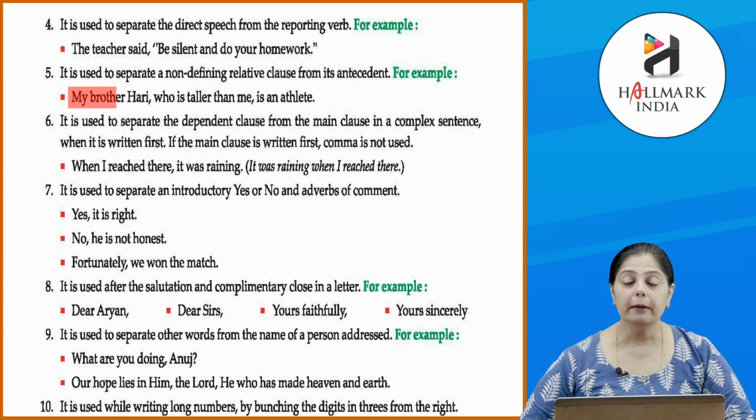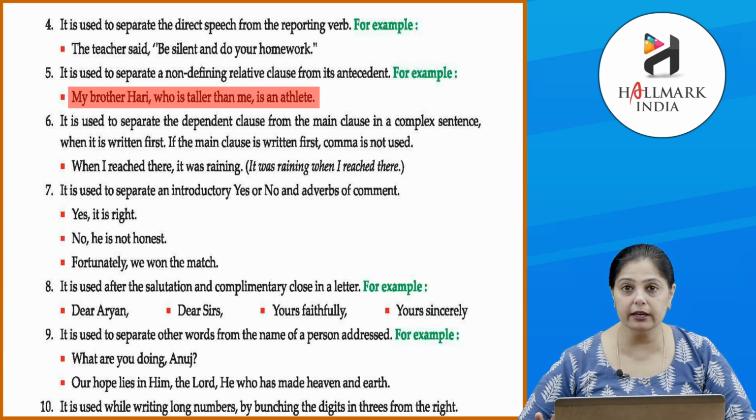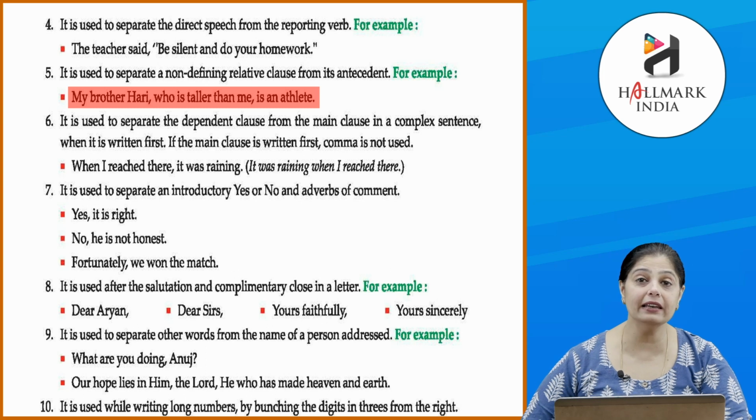For example, my brother Hari, who is taller than me, is an athlete. So यहाँ पे आपने देखा तीनों को अलग अलग हमने सेपरेट किया है विद अ कॉमा. My brother Hari, उसको डिस्क्राइब किया है हमने, who is taller than me. ओके, फिर उसके बारे में बोला है is an athlete.